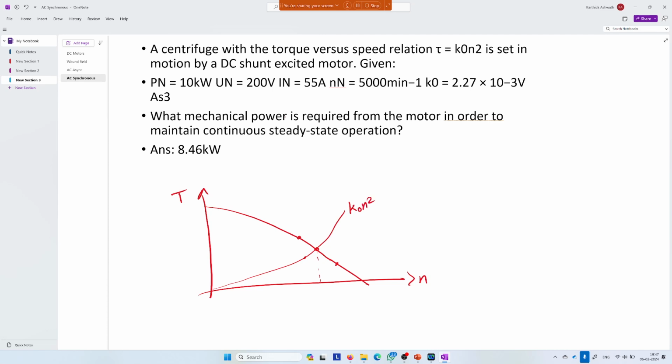Sorry, can you again tell me about the steady state operation in this graph?